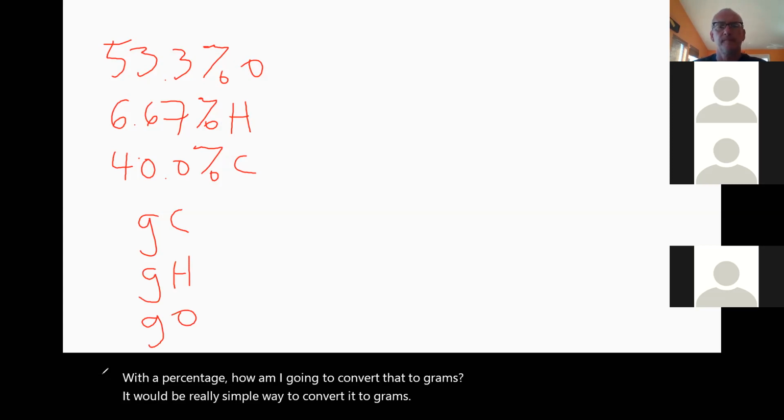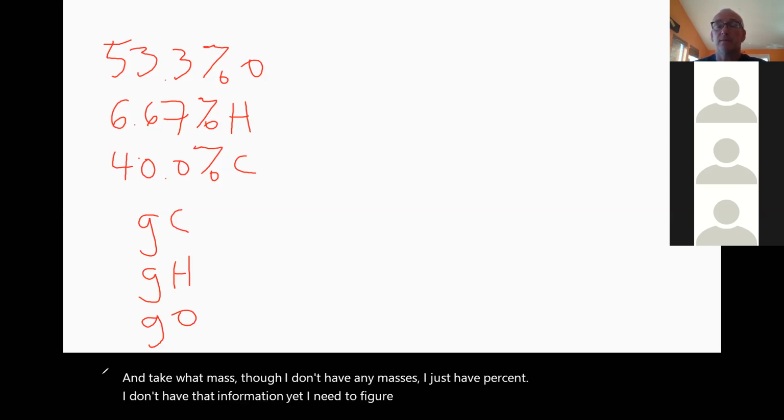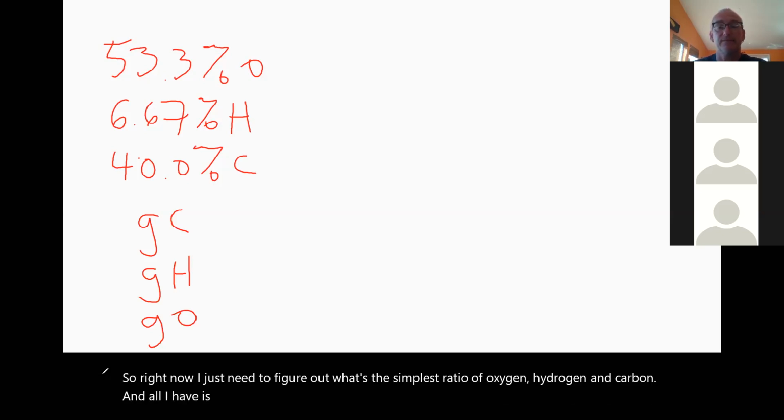You take the mass and convert it. Take what mass though? I don't have any masses. I just have percent. Oh, you're not using the 180 grams of compound? I don't have that information yet. I need to figure out the empirical formula first. So right now, I just need to figure out the simplest ratio of oxygen, hydrogen, and carbon. And all I have is a percent. So I need the molar mass?